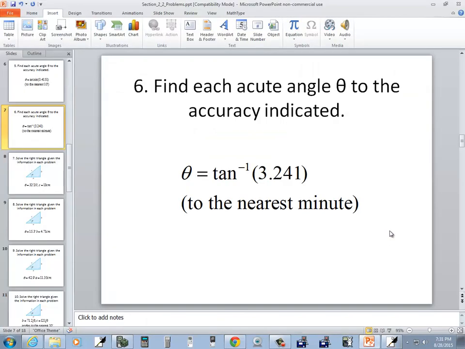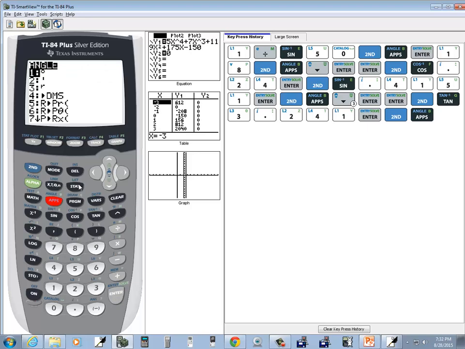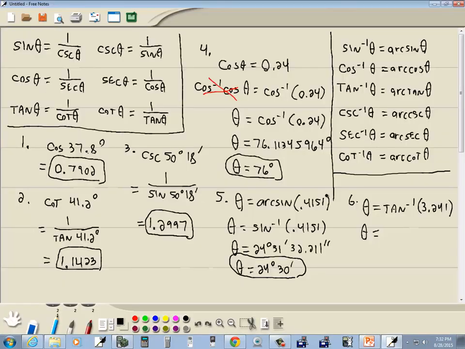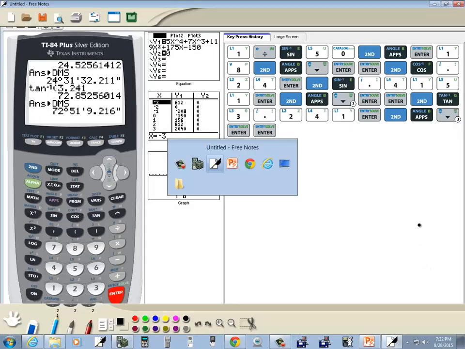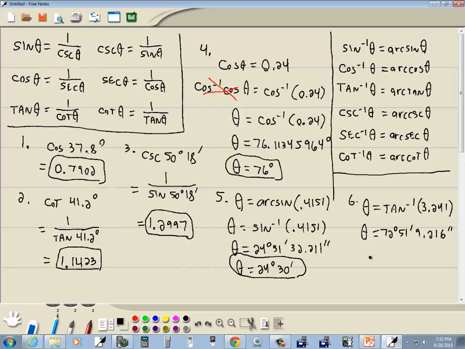And what does this say? To the nearest minute. So that means I want to convert this to degrees, minutes, and seconds. So I'm going to do my second apps to go on my angle. And again, I want to choose the fourth one that will convert it to degrees, minutes, seconds. That's DMS. Choose that and then press enter again. And we get 72 degrees, 51 minutes, 9.216 seconds.